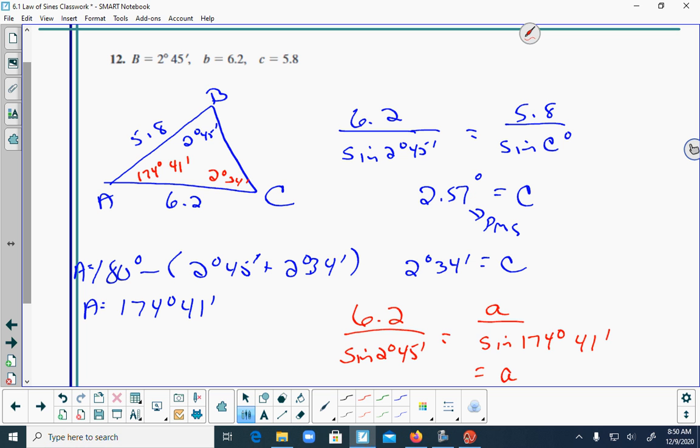When I do that on my calculator, I end up with 32.30. And so this is side 32.30. Again, if you don't like the degree minutes seconds, you can keep it as 2.57 when you're doing all this work, and then just make sure that when you give me the angles, you give them in degree minutes seconds.